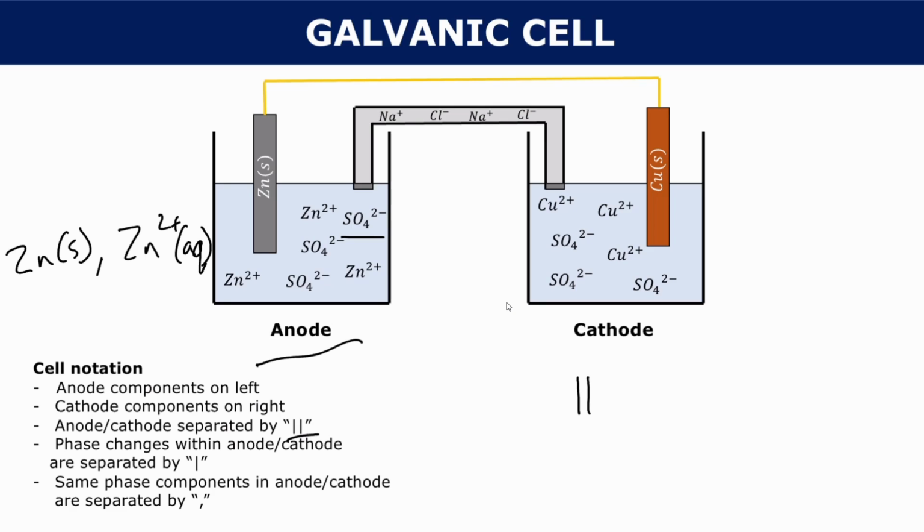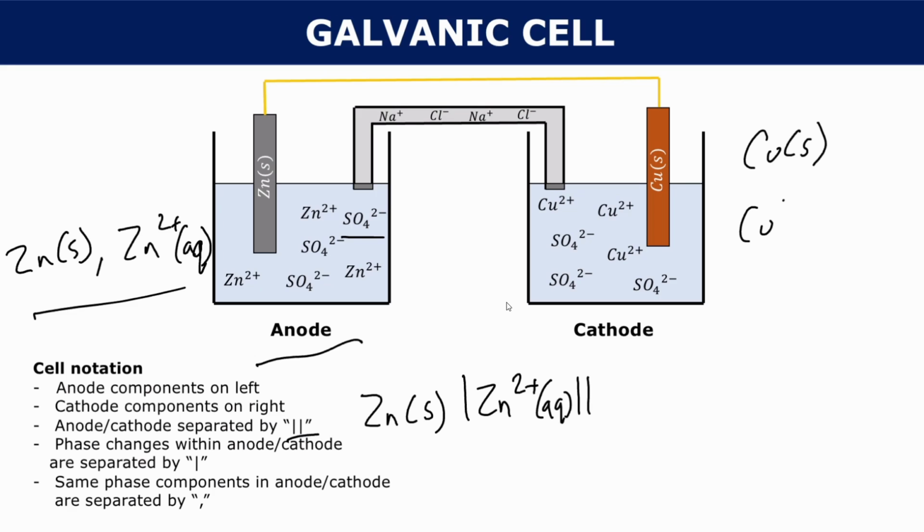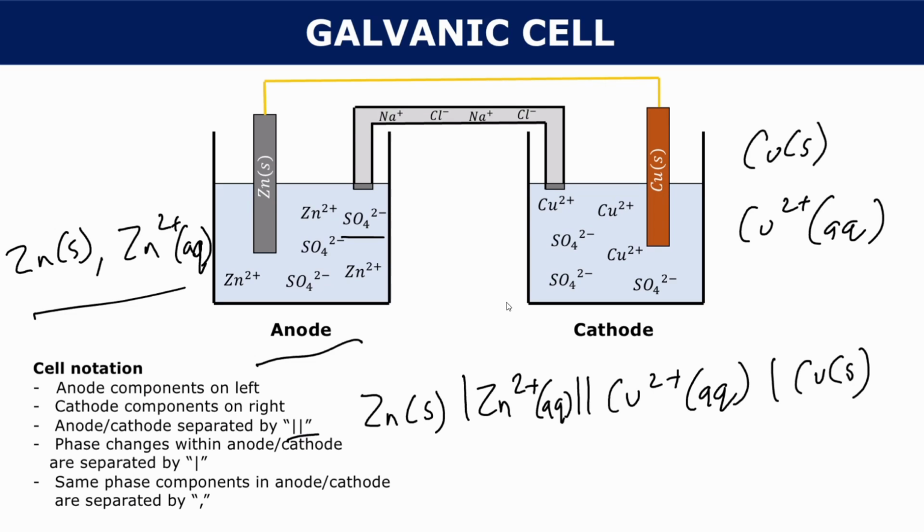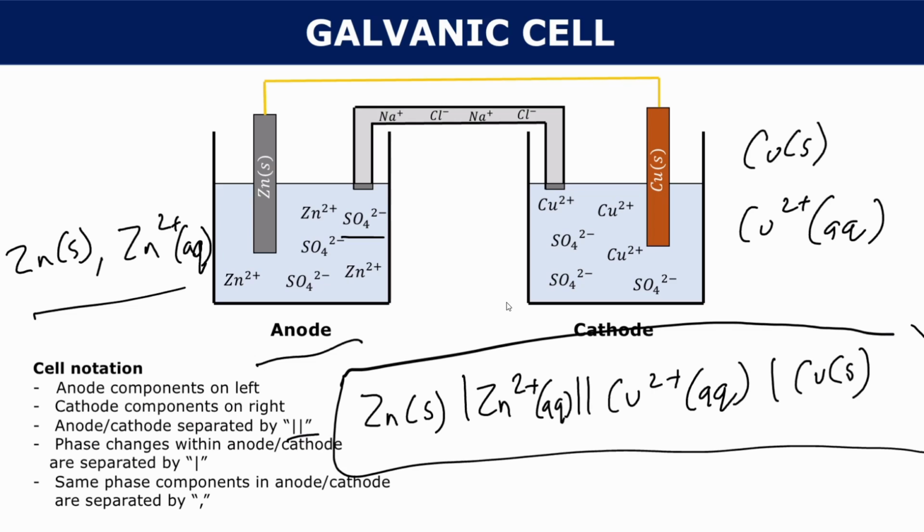So in the anode, we have these. So let's just write them. So we have zinc solid, but remember, we're changing phases. We're going from solid to aqueous, so we need the single vertical line. That single vertical line represents a phase shift, and so the other component would be this. And now we have to do the same thing for the cathode. In the cathode, we have our copper solid, but we also have our copper 2 plus aqueous. And so we can write that here. We can have copper 2 plus aqueous. And since we have a phase shift, we have to include one vertical line, and then we write our copper solid. And simply that's just our cell notation for this galvanic cell.